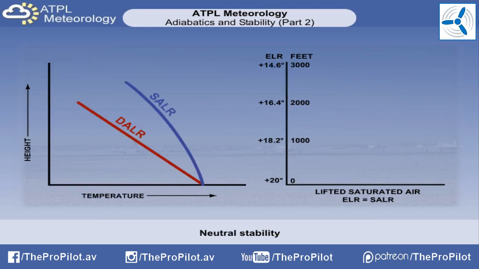There are two final scenarios we must look at which are linked. When the air is saturated and the ELR happens to fall on the SALR, then the atmosphere is said to have neutral stability. Similarly, if the air is unsaturated and the ELR happens to lie along the DALR, then the atmosphere is again said to have neutral stability.